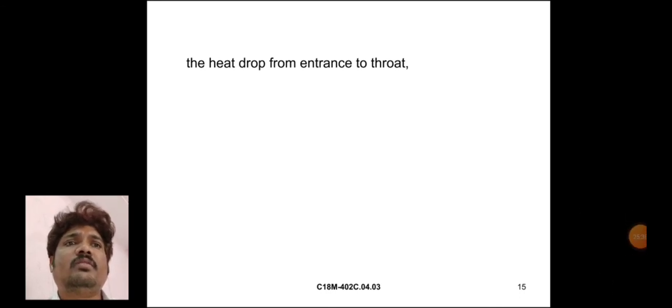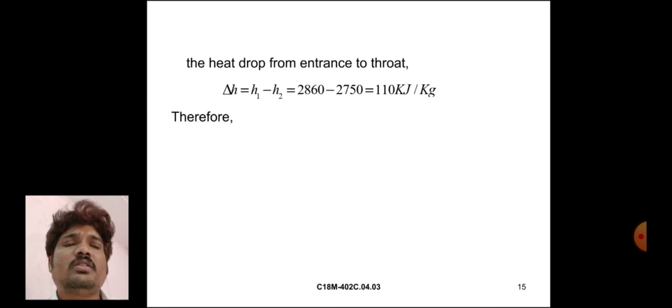The heat drop from entrance to the throat, the change in enthalpy, is H1 minus H2. The H1 value is 2860 minus the H2 value of 2750, which is 110 kilojoule per kg. So the change in enthalpy is 110 kilojoule per kg.